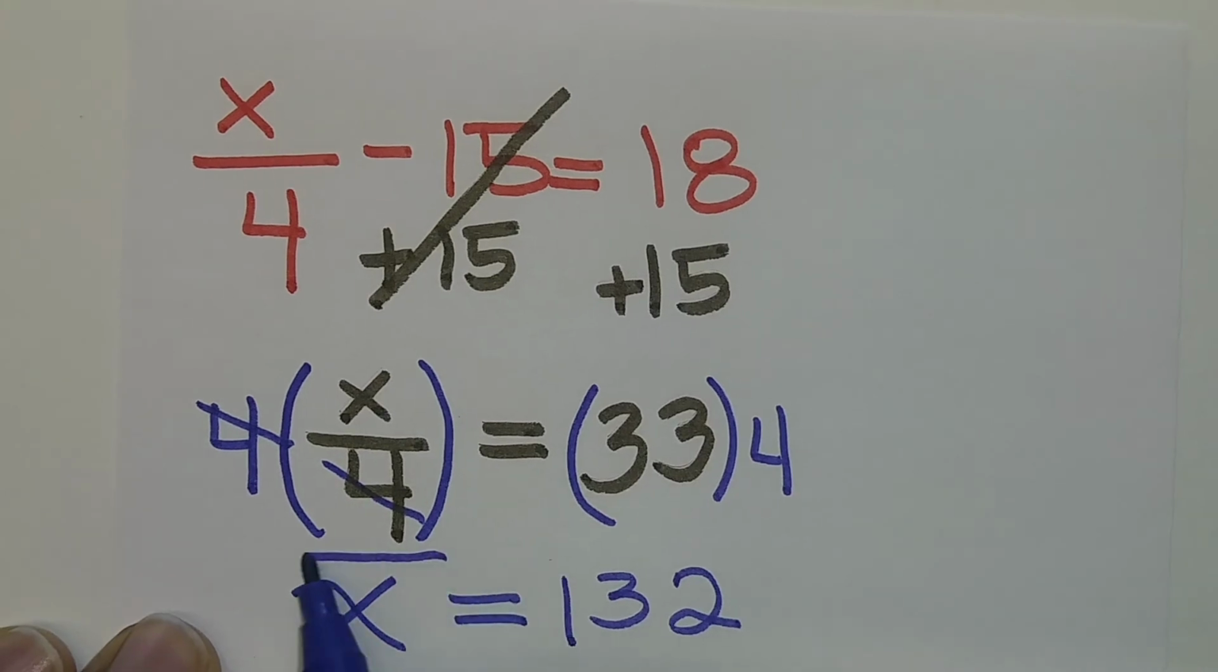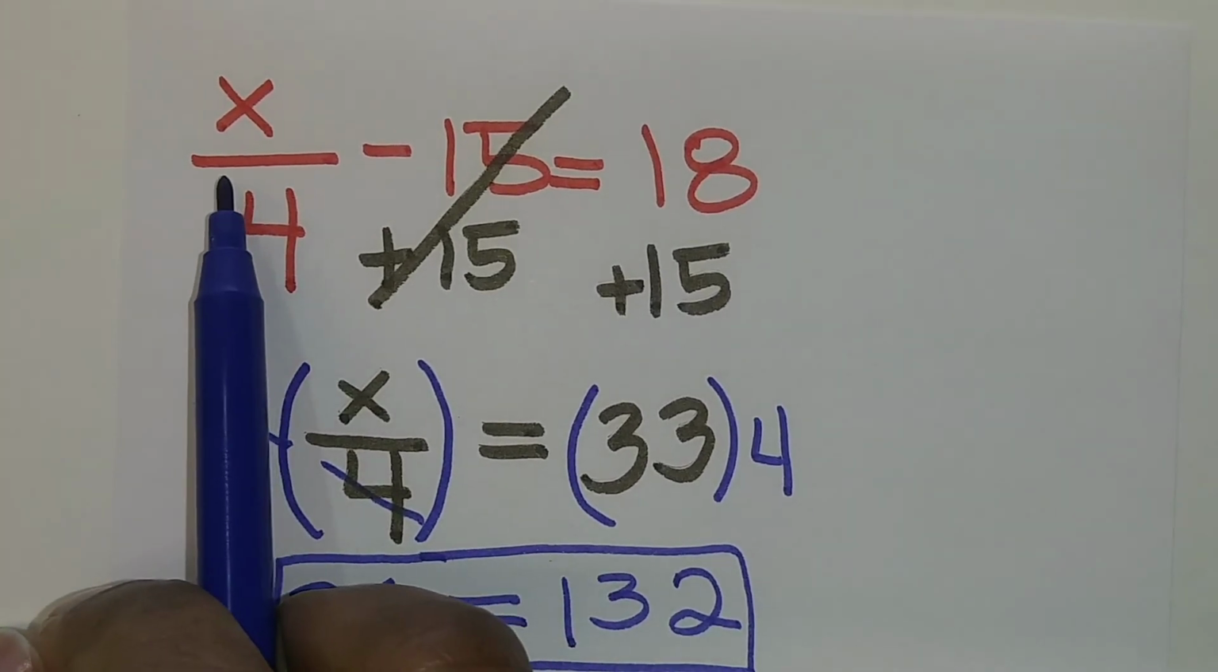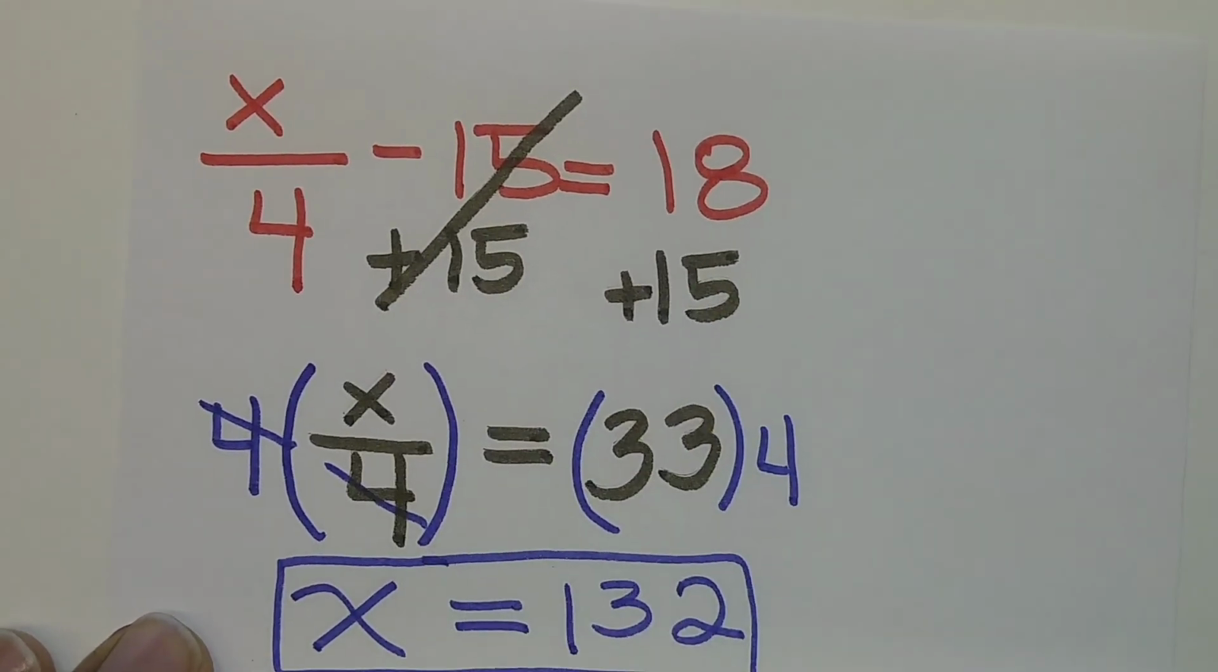Again, if you want to check your answer, you will simply go up to the original problem, plug in 132 divided by 4, subtract 15, and you should be left with 18.